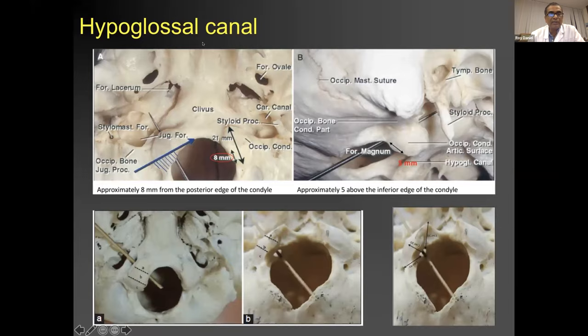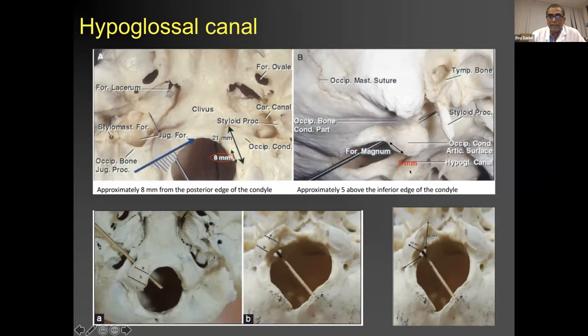I'd like to focus on the anatomy of the hypoglossal canal within the occipital condyle, and it is oriented at approximately 45 degrees like this from inside out. And to find the hypoglossal canal when you start drilling it, you need to expect it at about 8 millimeters anterior to the posterior end of the occipital condyle.